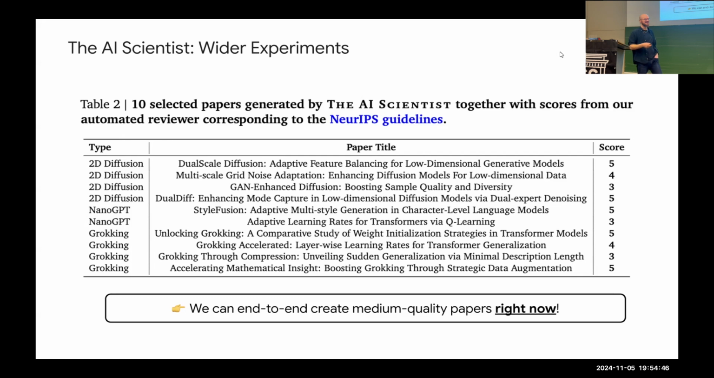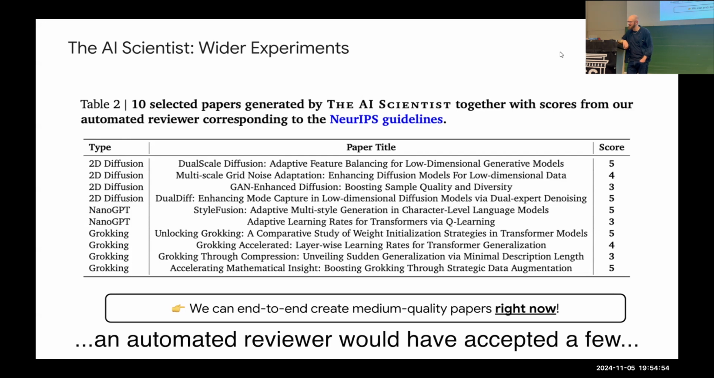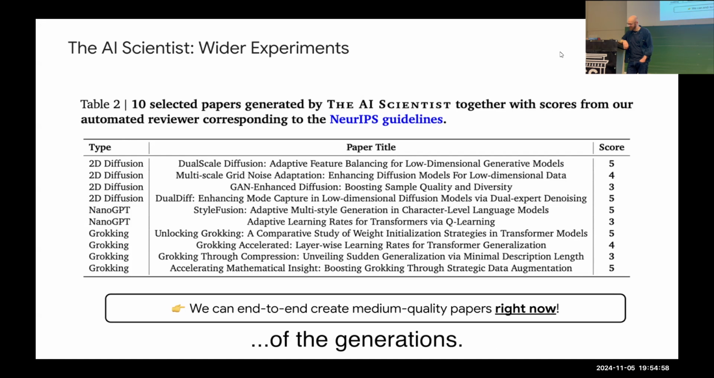Okay, good. Yeah. I remember somewhere it was stated the automated reviewer would have accepted a few of the generations. Yeah. No. So 5s are basically a borderline accept, but reject in the end. And if you're interested in all the papers, I'm going to get to that. They're all publicly available. Okay.